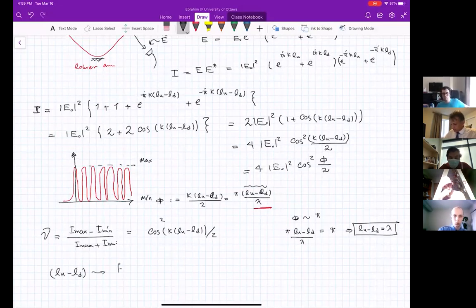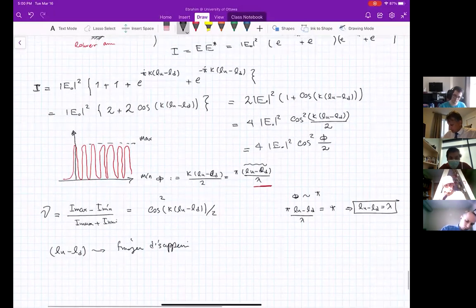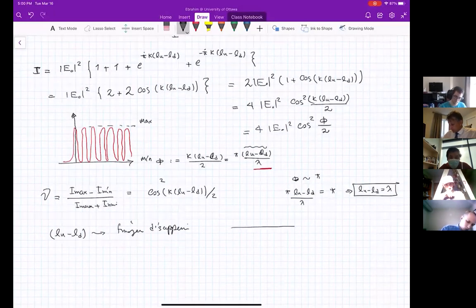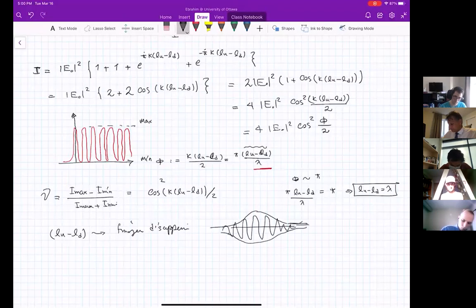the fringes disappear. So what you will get as fringes, you will get something like this. So let me show you as an example. You will get fringes like that, but then the fringes, they will disappear. Okay.